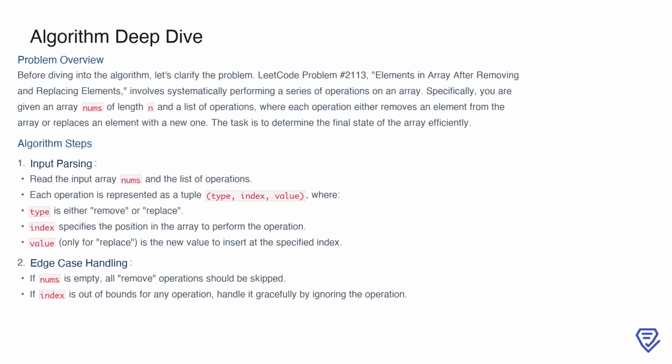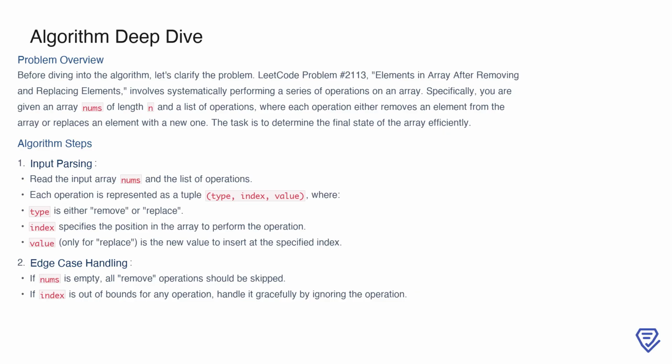To begin, let's break down the problem at hand. In this challenge, we are given an array, nums, and a series of operations that either remove or replace elements in the array. The goal is to efficiently determine the final state of the array after applying these operations. Each operation is defined as a tuple consisting of a type, either remove or replace, an index indicating where the operation is to be performed, and, in the case of a replace operation, a value to update the element with.